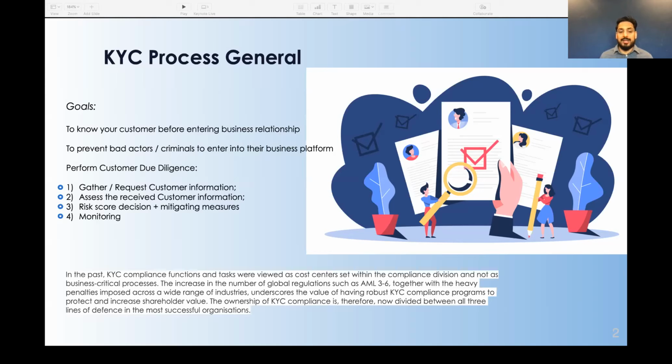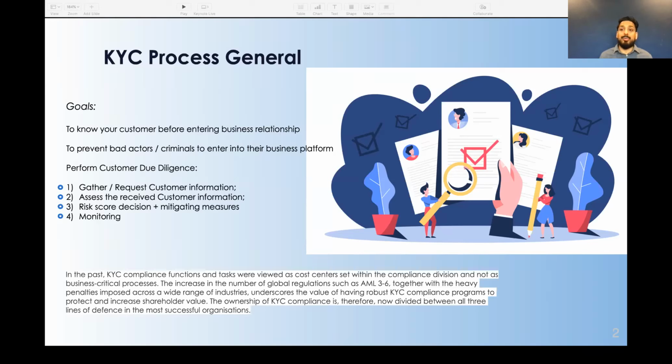And part 4 is obviously, after you have accepted the customer, you need to monitor the customer. So a lot of financial institutions have software in place that monitors the customer, screens the customer on a daily basis. So those are the main 4 points when you perform customer due diligence within the KYC process. These steps provide you a good overview of who the customer is at that moment with that information. You're dependent on the information that's available to you.